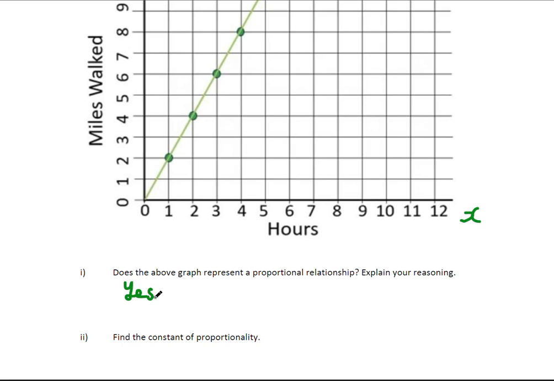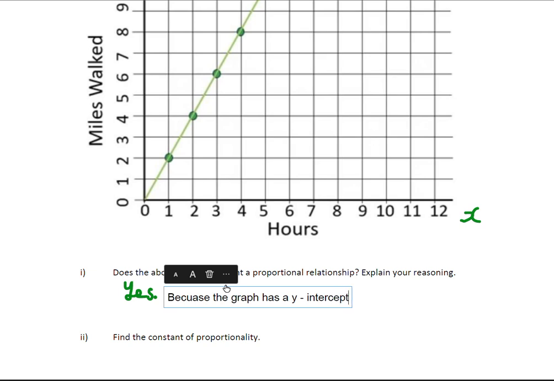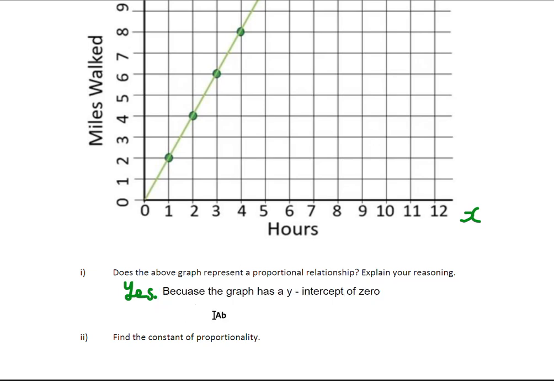And the reason that this represents a proportional relationship is simply because the graph has a y-intercept of 0. If the y-intercept is not 0, then the relationship is non-proportional. So this is definitely a proportional relationship, and the reason again is because the graph passes through the origin, the graph being the green line.